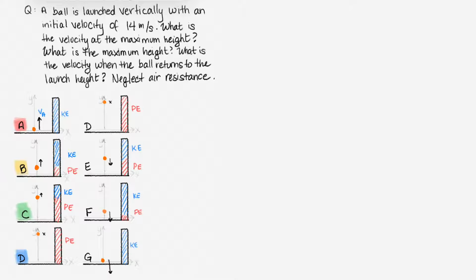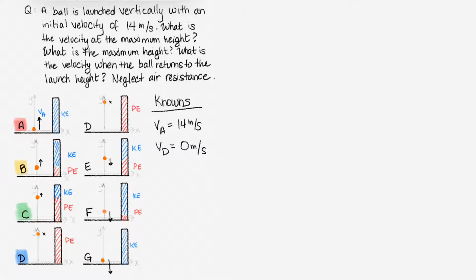So when we look for the velocity at the maximum height, we know that that's defined as 0 velocity in the y direction. So let's write that down. We know V sub A, the initial velocity in state A, equals 14 meters per second. And we know V sub D, which is the maximum height velocity, equals 0 meters per second.